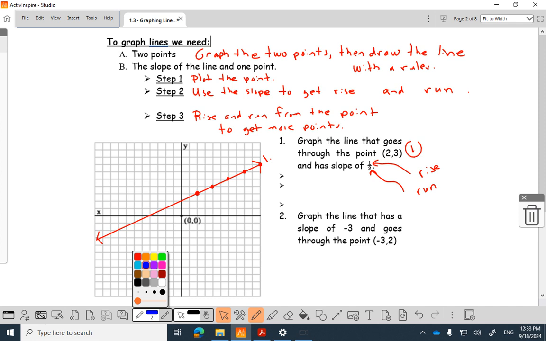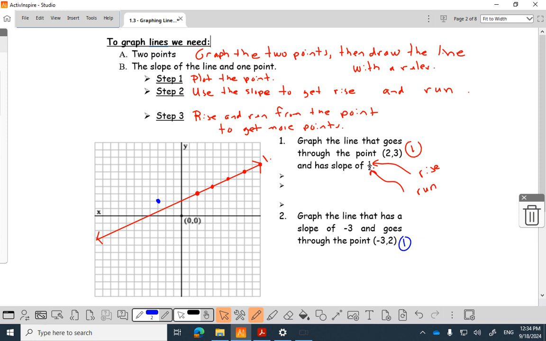Do I have a point? Does it give me a point in this one? Yeah, right there. So I'm just going to put a 1 with a circle there. Point. My method says, go ahead, graph that point. So I go over here, -3, 2, and I graph that point. Step 2, use the slope to find a rise and run.